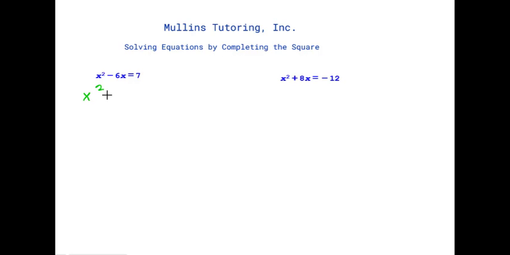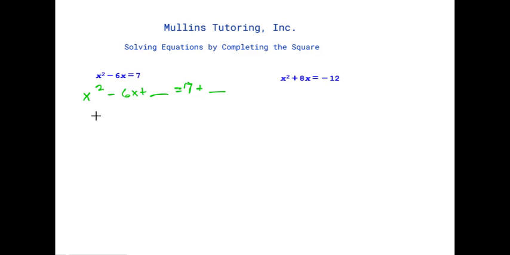So I have x squared minus 6x, and then what I'm going to do is leave a space for the number that we're going to use to complete the square. And that's equal to 7 plus a number. So we want to find out what's that number that's going to go in this spot and in this spot.